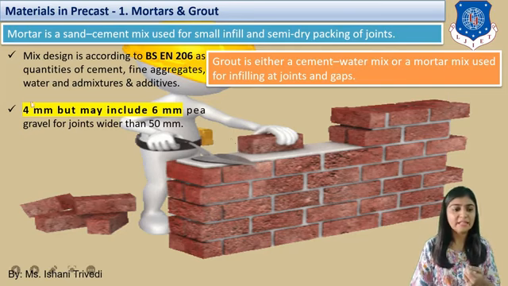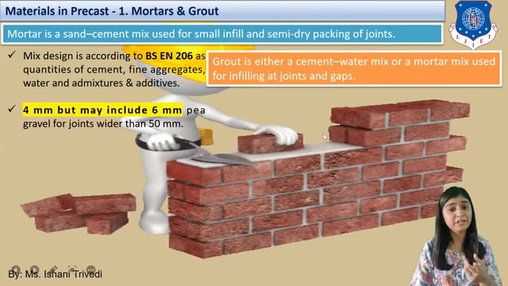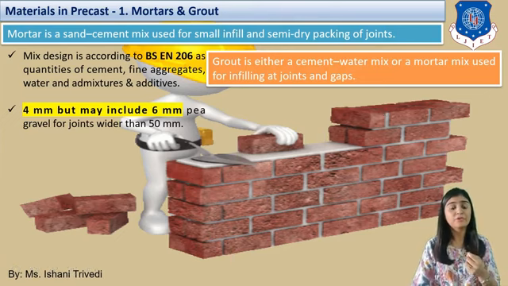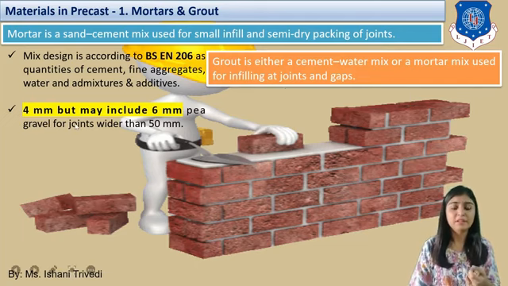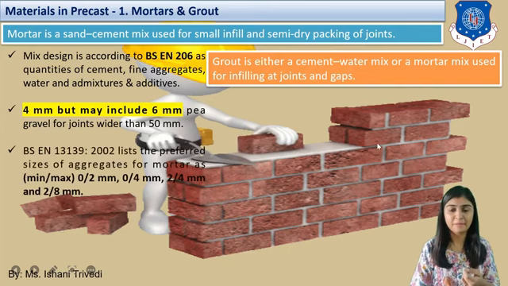Quantity of cement, aggregate, water, admixture and additives. Additives is once again something different from admixture. If you want to add more chemicals to your precast mix, then additives will be added. 4 mm size of aggregates will be used, but it can include 6 mm size as well for wider joints, wider than 50 mm. Now, you already know that the coarse aggregate according to Indian standard codes is 10, 20 and 40 mm.